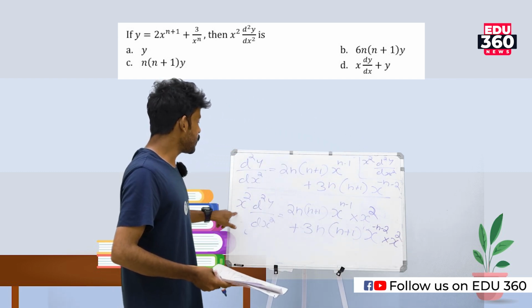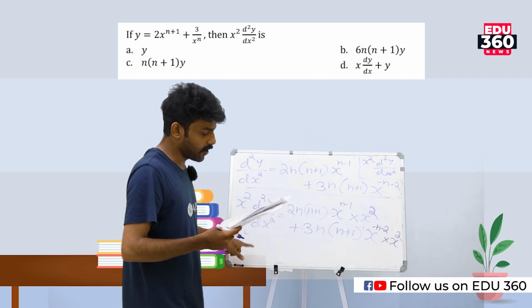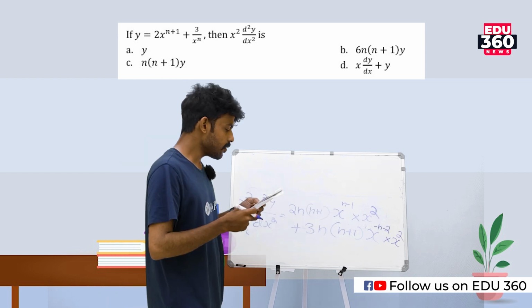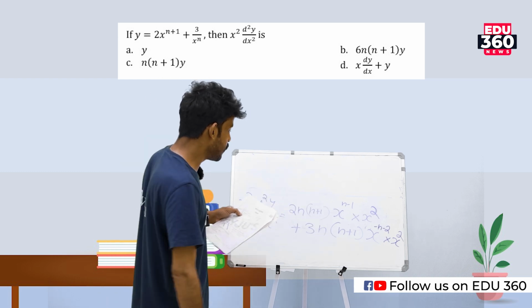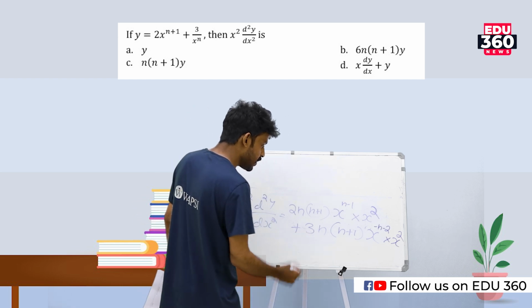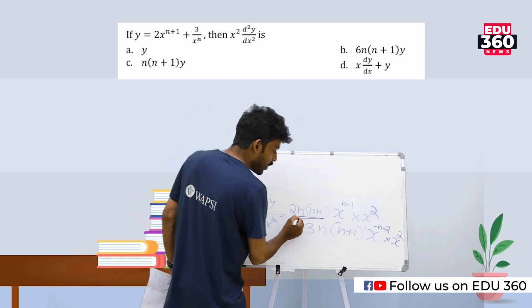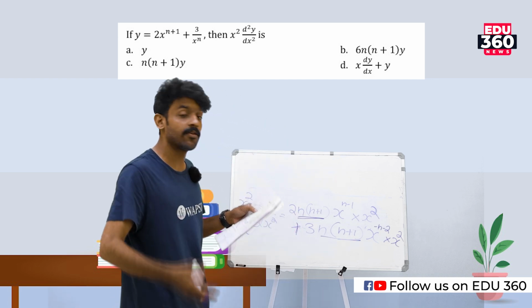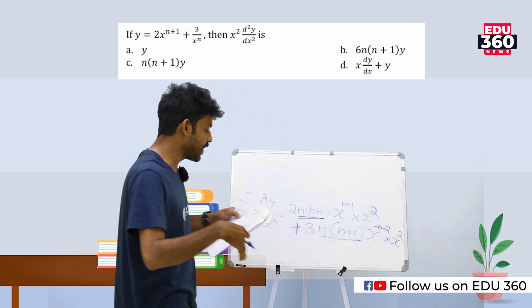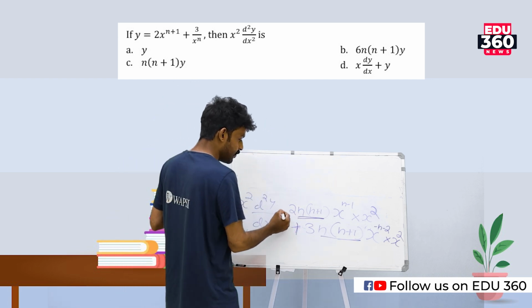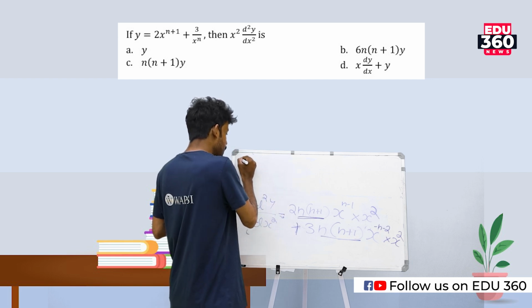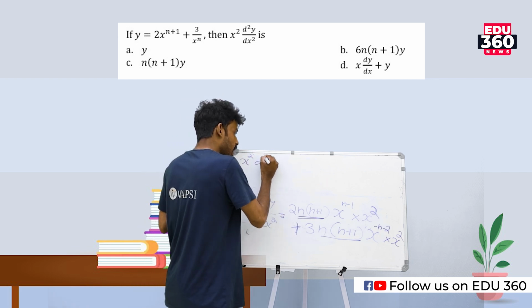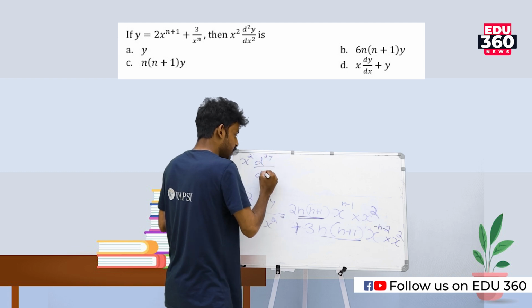So this is x square into d square y by dx square. Hereafter we can simplify this. In the next step, you can see which is common here. n into n plus 1 is common, so we can take the common term outside. The left hand side is the same, x square into d square y by dx square.